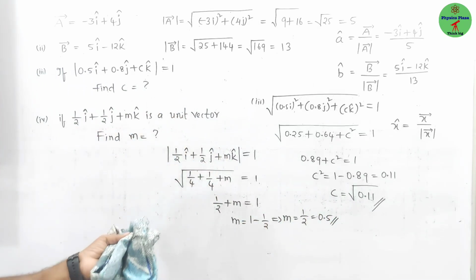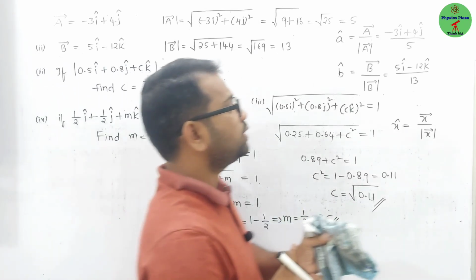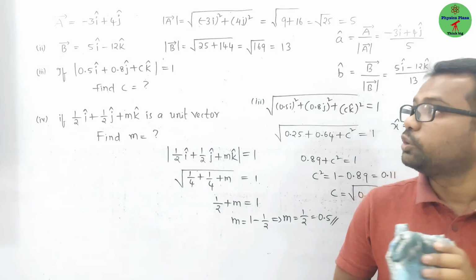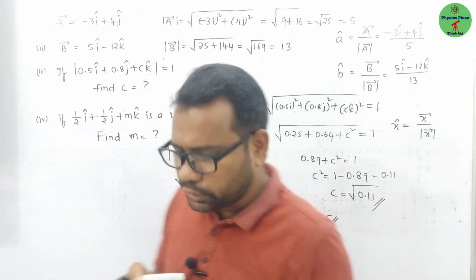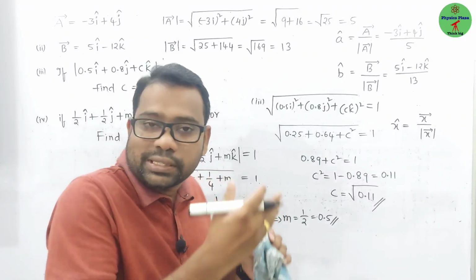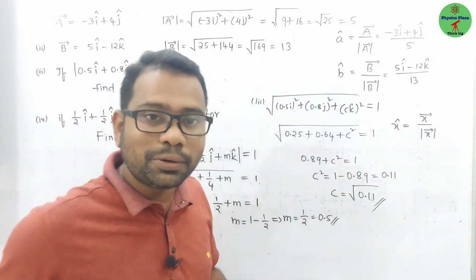So children, this is how we can do the numericals based on unit vectors. Just copy this and we will do 3 to 4 more numericals. Let us extend our discussion to a few more numericals. Okay, copy it.